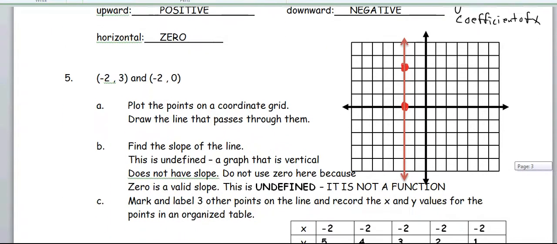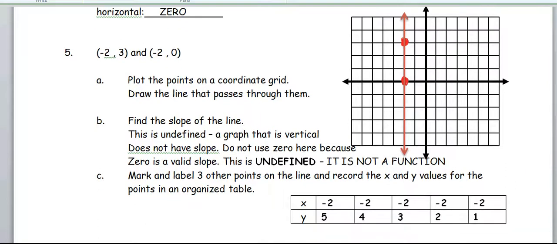Now the last one that we need to look at, and I've drawn the line and plotted the points. I want you to notice that this would not be a function. You see, here is a vertical line, and I have 2 points lying on that same vertical line, so it does not pass the vertical line test, so it could not be a function.